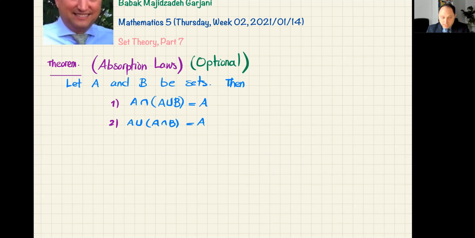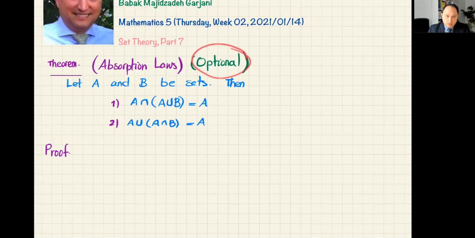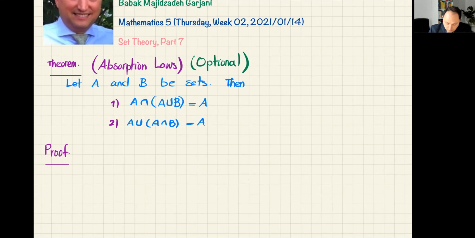But let me, as an exercise, prove this one for you. So proof. Of course, you can also use Venn diagram to convince yourself. By the way, for example, this can be given in the exam, even though I have written optional, and I can ask you to use a Venn diagram to motivate this. This is possible, okay? So for example, let me prove number one, you can prove the other one yourself.